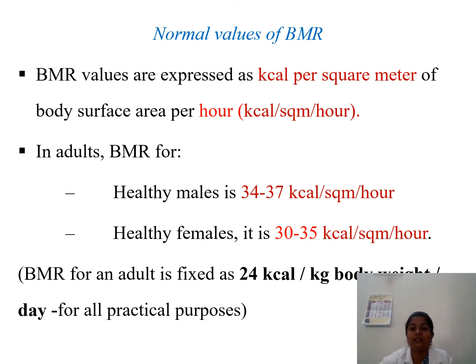Then let us know the normal values of BMR. The basal metabolic rate values are expressed as kilocalories per square meter of body surface area per hour. In normal healthy adults, the BMR value is 34 to 37 kilocalories per square meter per hour in healthy males, and in females it is 30 to 35 kilocalories per square meter per hour.